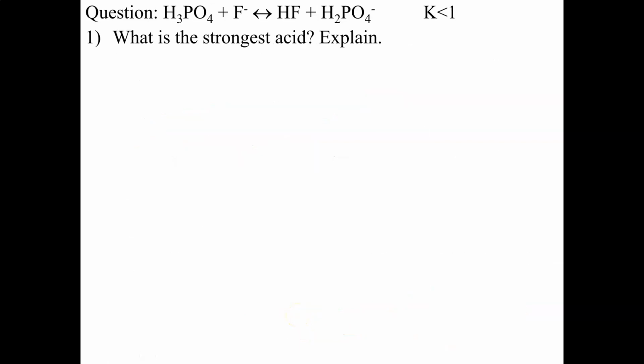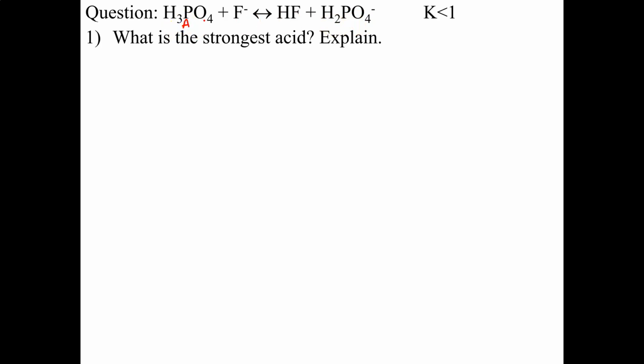All right, so what is the strongest acid in this situation? Your K is less than 1. So that means the reaction really favors going toward the reactants, not toward the products. If your K is greater than 1, you favor products. If your K is less than 1, you basically favor the reactants more. So that means that this thing is your acid.